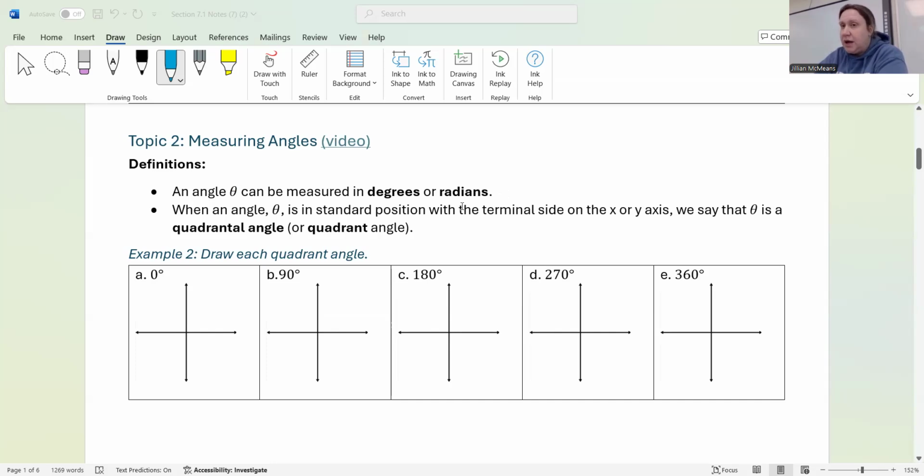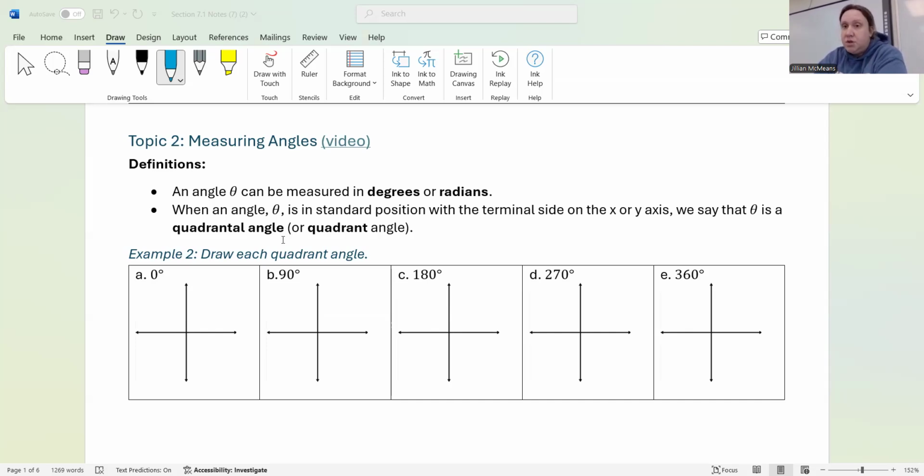A lot of times we're already familiar with the idea of measuring portions of a circle. We know a circle has a certain number of degrees that can measure that. Same idea here. So when an angle theta is in standard position, with the terminal side on the x or y axis, we say that theta is a quadrantal angle. I will be honest with you, I don't think I have ever in my life called these quadrantal angles. I've always just called them quadrant angles, so you'll hear me refer to them as quadrant angles.